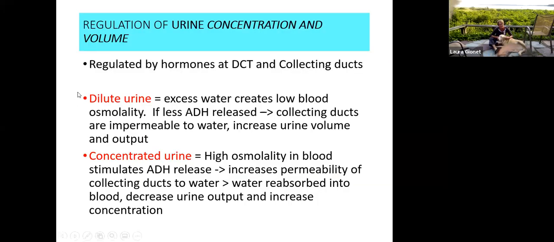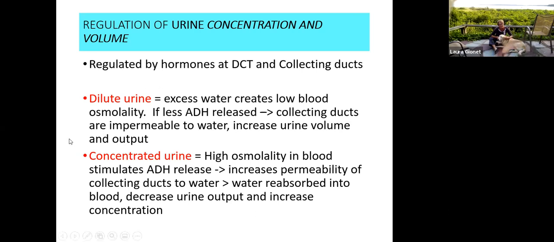Okay, regulation of urine concentration and volume. This is regulated by hormones at the distal convoluted tubule and collecting ducts. Remember when we looked at the chart, that we identified the three processes of forming urine. We had filtration, reabsorption, and secretion. We said at the end of the system, at the DCT and collecting duct, we have two major things going on: balance blood volume and blood pressure, and also balance blood pH, as well as parathyroid hormone targets it to increase calcium absorption if necessary.